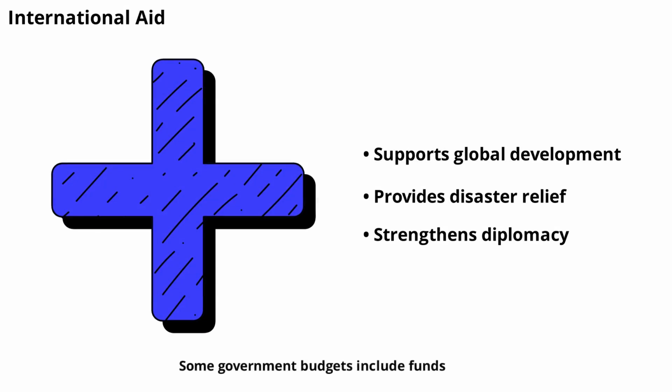Some government budgets include funds for international aid and development assistance. This spending supports humanitarian efforts, disaster relief, and economic development in other countries. International aid can strengthen diplomatic relationships and promote global stability.